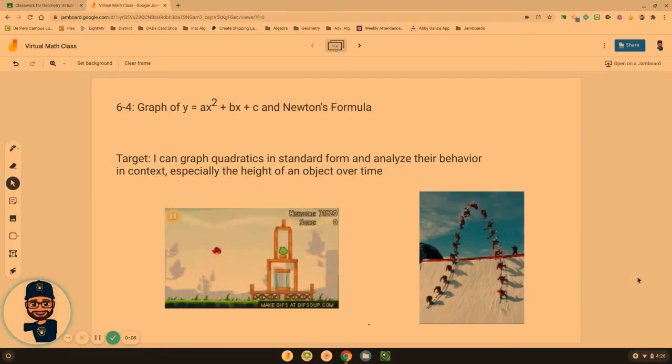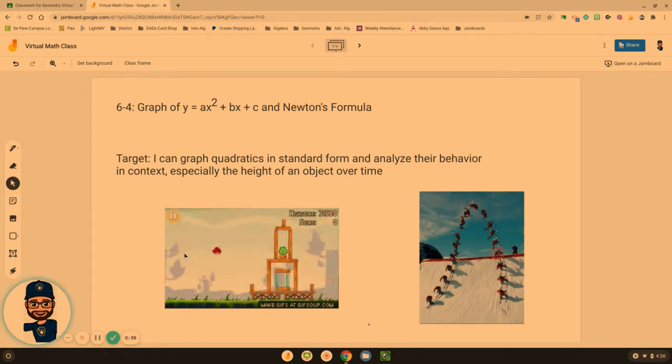Today on 6-4, how we can look at the graph of standard form, y equals ax squared plus bx plus c, and apply it to problems with projectiles in motion, which uses what's called Newton's formula. Yes, the guy that the apple fell on his head, that Newton. All right, and so really we're looking at this standard form and how does it apply to a graph. But more so, how can we define the height of an object over a certain amount of time?